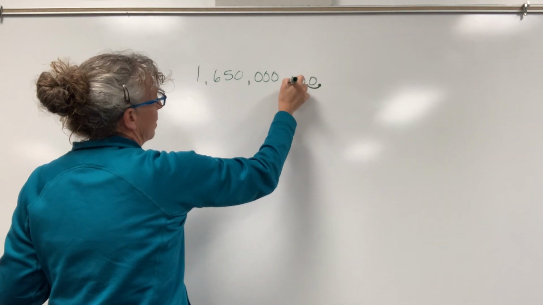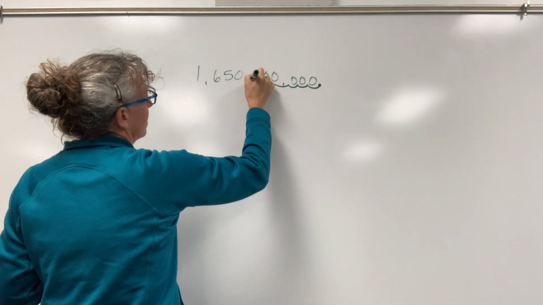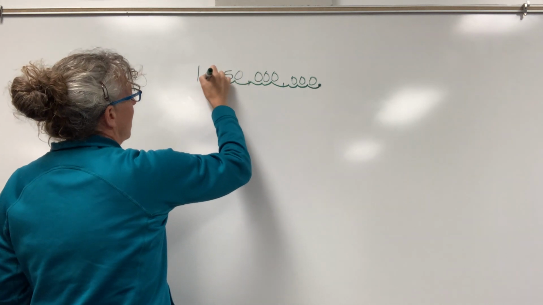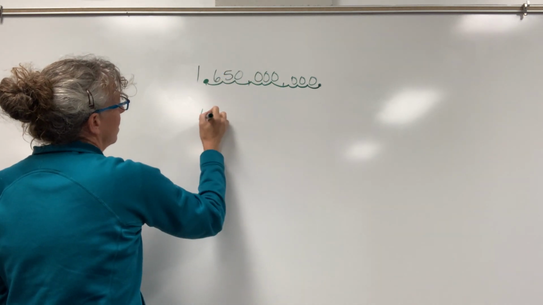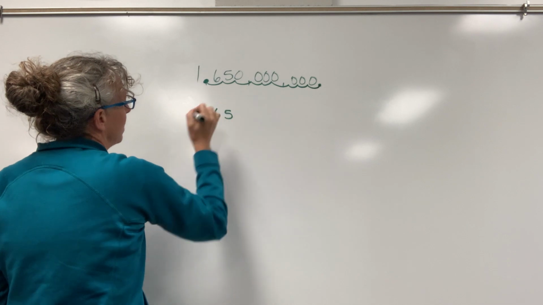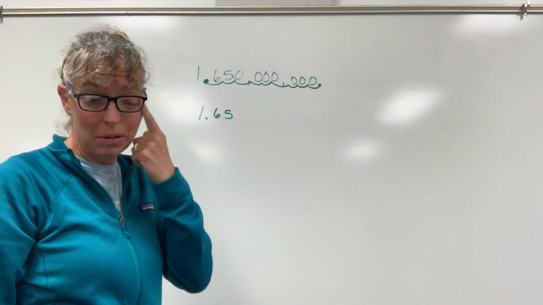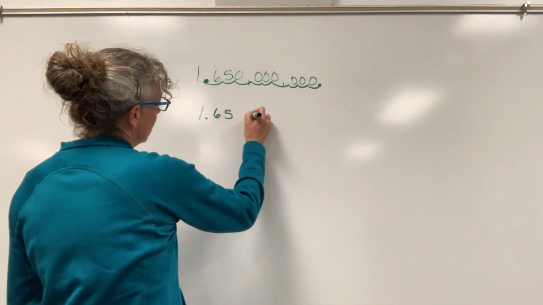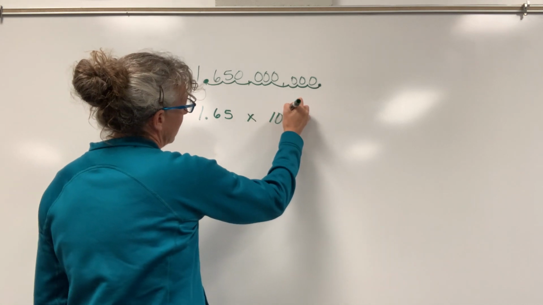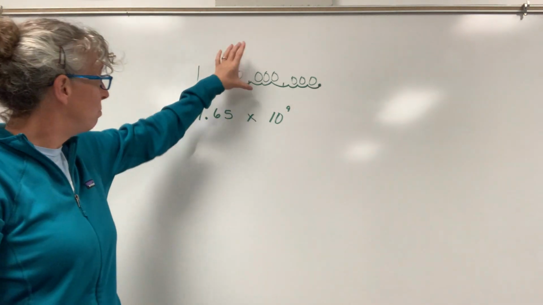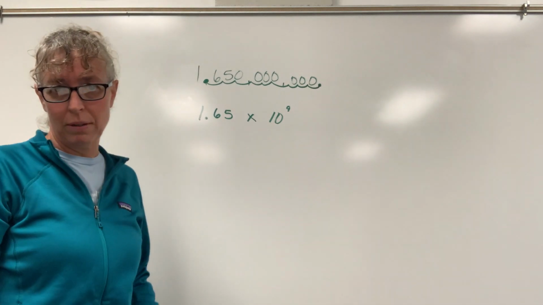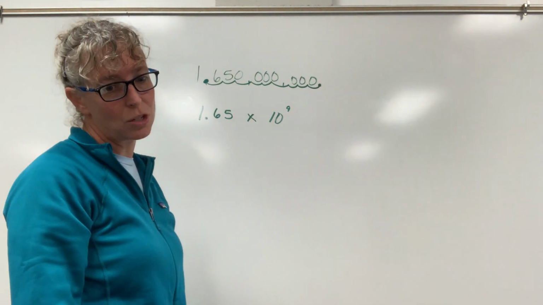1, 2, 3, 4, 5, 6, 7, 8, 9 positions will get me to where my decimal needs to be, right? Which is right after that first number. So since that was 9 positions, my exponent is a 9. Really big number, positive exponent.